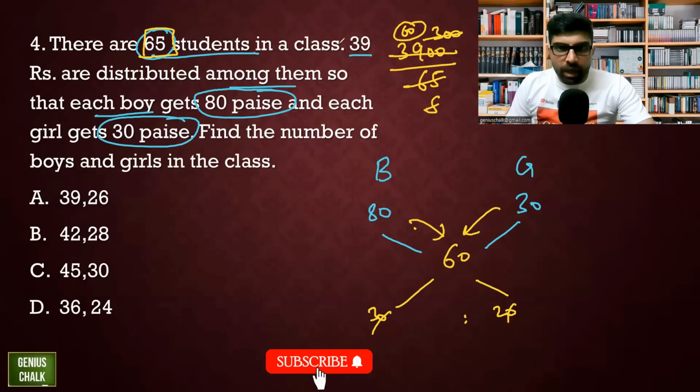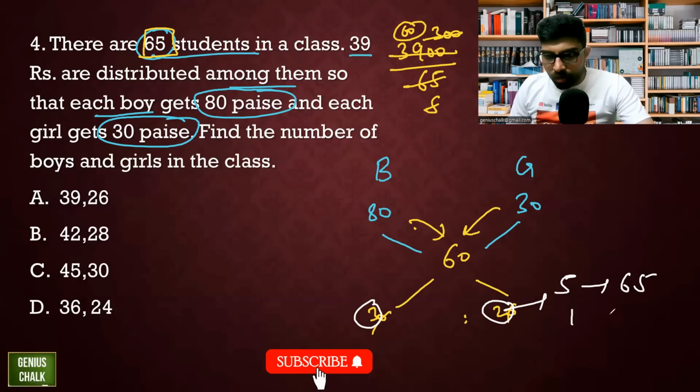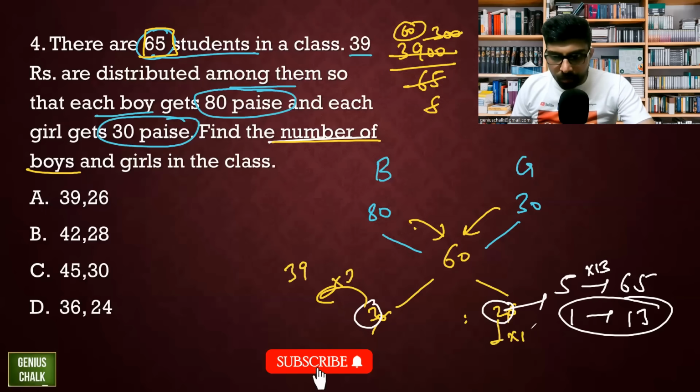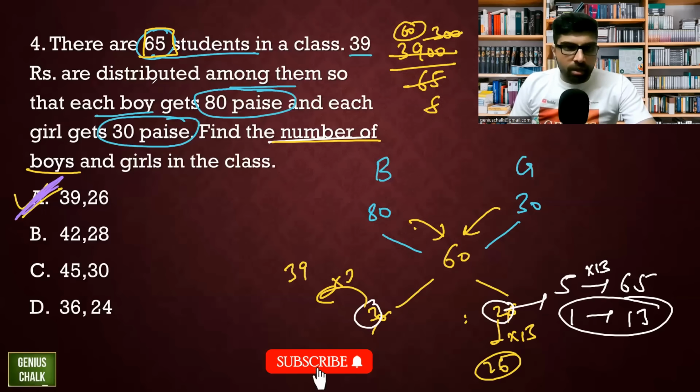Now we know that there are a total of 3 plus 2, 5 parts, whose value is 65. So 1 value will be 13, as we know that 5 into 13 is 65. It is telling us to find the number of boys and girls. So if 1 value is 13, 3 value will be 13 into 3, which is 39, and 2 into 13 is going to be 26. So the right answer has to be option A, and this is the correct option, right?